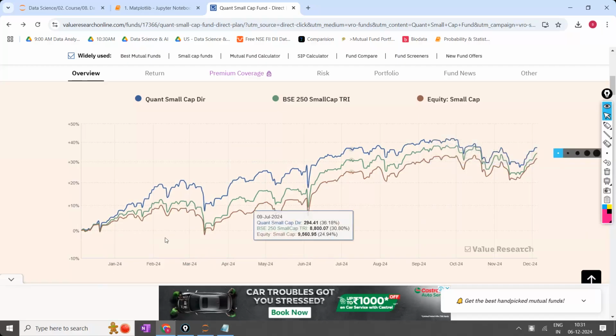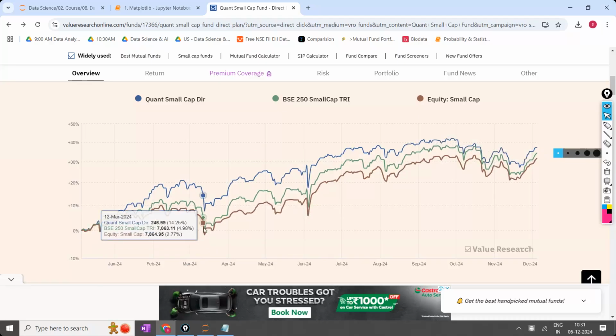But actually, there is a lot of difference. For example, let's take this particular date. What is the blue value? Write it in the notes. Can you see in the box what the value of blue is? If I keep the cursor there, again it is going to be a problem. In the small white box, you can see 13 March 2024. Below this, the quant small cap value is 232.63.